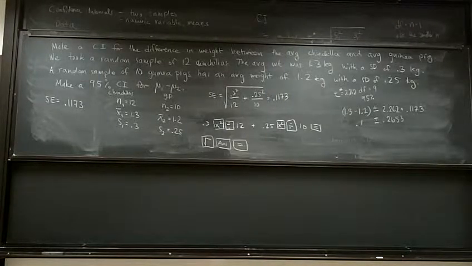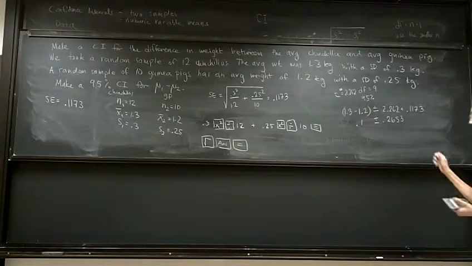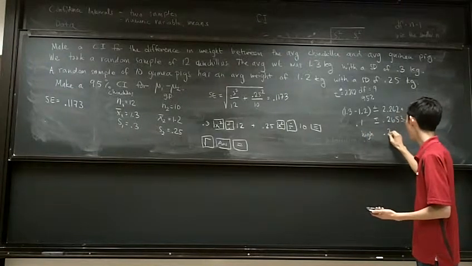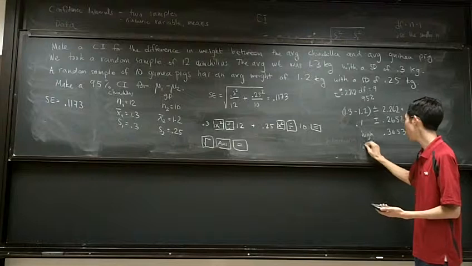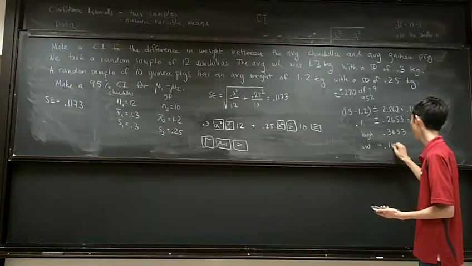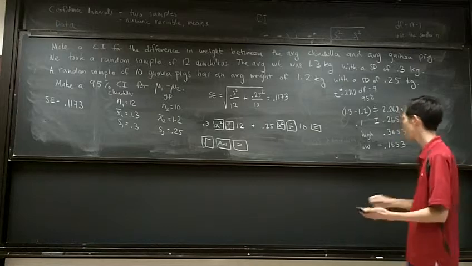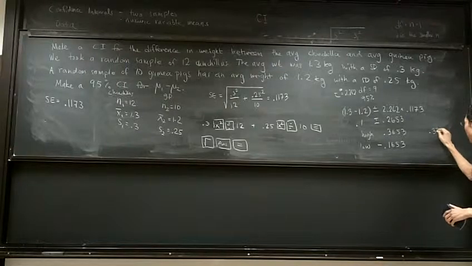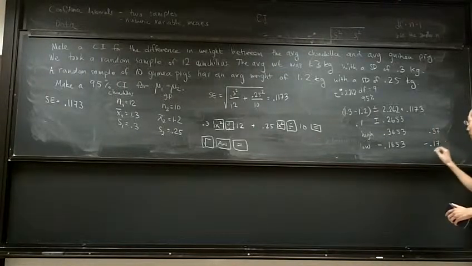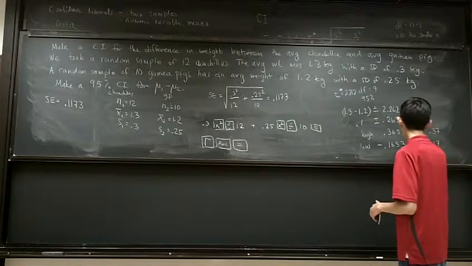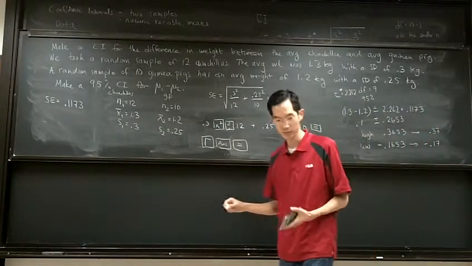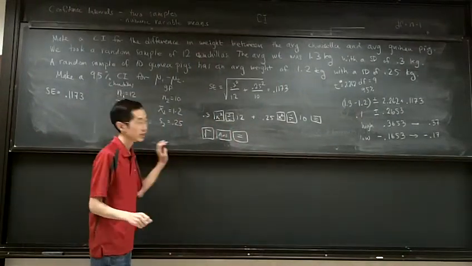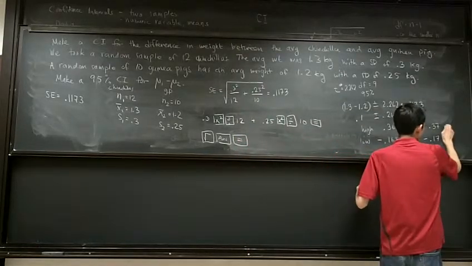Some of you are still catching up on the writing. Alright, and then so when I do this, on the high end I get 0.3653, and on the low end, what do I get? Negative 0.1653. Okay, so for simplicity's sake, let's round this to positive 0.37 and negative 0.17. This is my confidence interval. Alright, is that okay? And this is in kilograms, because everything's being done in kilograms.